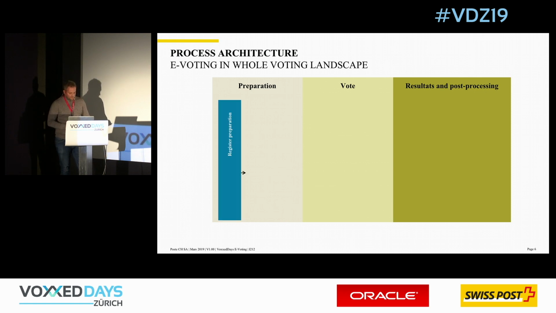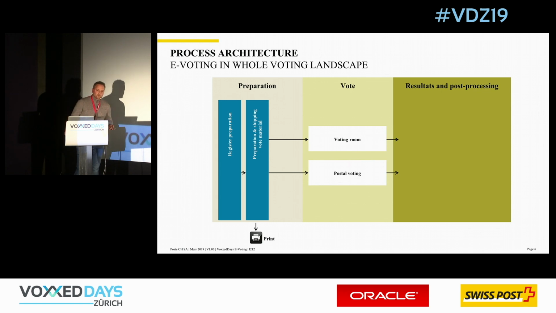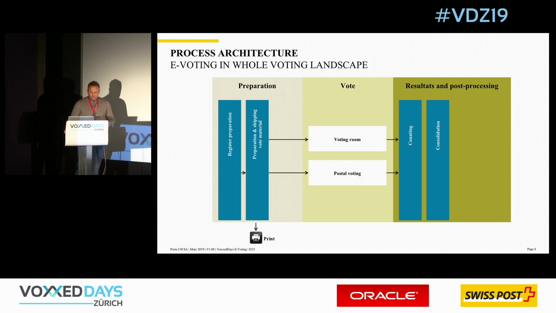In the normal processing, we first have to prepare the register, taking all people who have the right to vote, and then we also have to prepare and ship the voting material. That is typically the envelopes you get at home. Then you can either go to the voting room on Sunday, or ship your vote by mail. Afterwards, we have to count all the results for each counting circle, and then make a consolidation, because there are many counting circles, for example each municipality counts, and at the end we want the result for all the cantons.